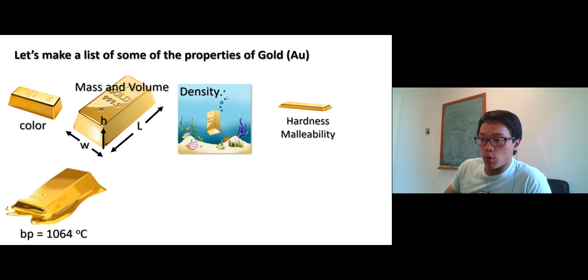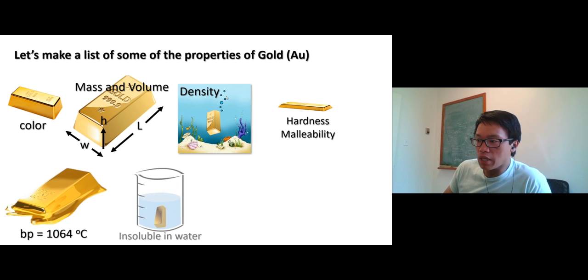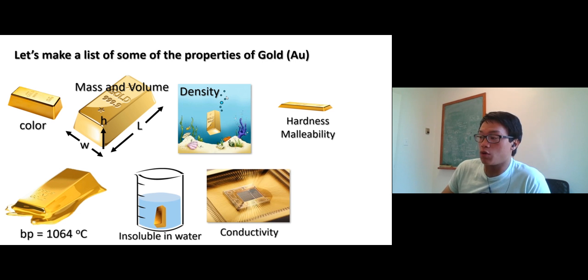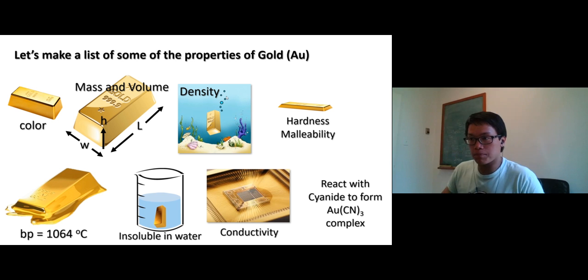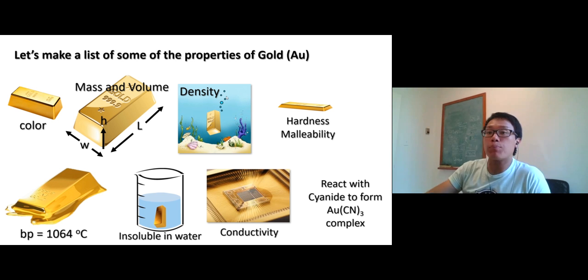All right. A high boiling point, insoluble in water, conductivity, right? So gold is a good conductor, and it can react with cyanide to form a complex. Okay, these are examples of properties of gold.